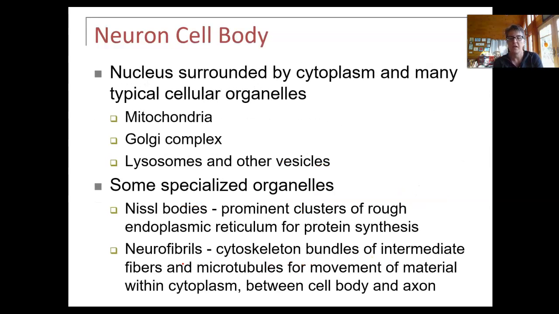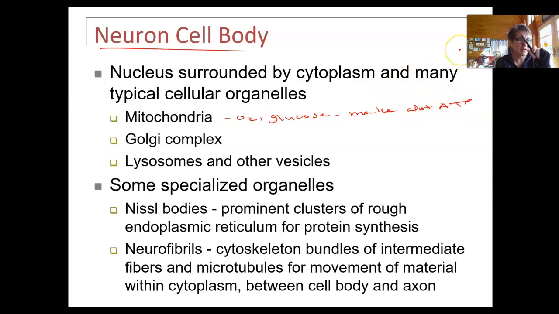Okay. All right. So what else do we have going on in the neuron, in the cell body? Like we said, we have mitochondria because I'm going to use a lot of oxygen. I'm going to use a lot of glucose because I need to make a lot of ATP constantly. Anybody have any thoughts about why? Why do we need to always be making ATP? I'm not going to tell you.